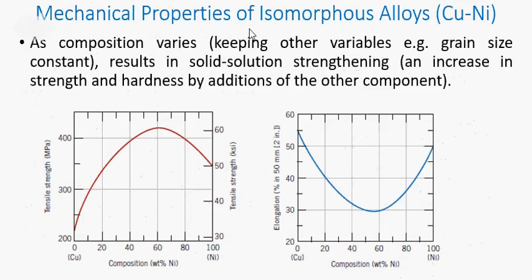This is the mechanical property of the isomorphous alloys. This is telling us the advantage of alloying. When you add nickel to copper, you can see a substantial increase in strength, almost double the tensile strength of copper. Though there is a drop in elongation, if you look at it holistically, it is still worthwhile.